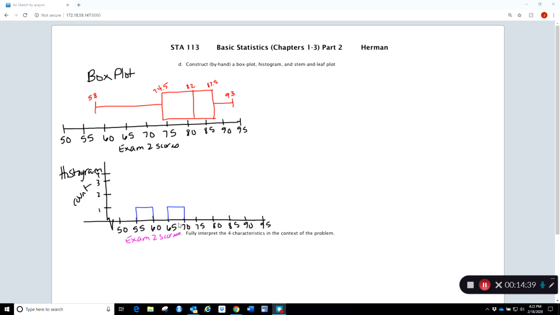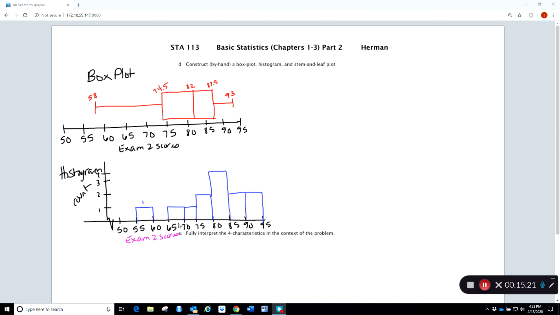Then looking at our 70 to 75, we just have that score of a 73 there. From 75 to 80, we have a 76 and a 79, so we have 2 students that scored there. Between an 80 and an 85, we have 4 students that scored there. From an 85 to a 90, we had 2 students scored there. And then from a 90 to a 95, we had 2 students score there.